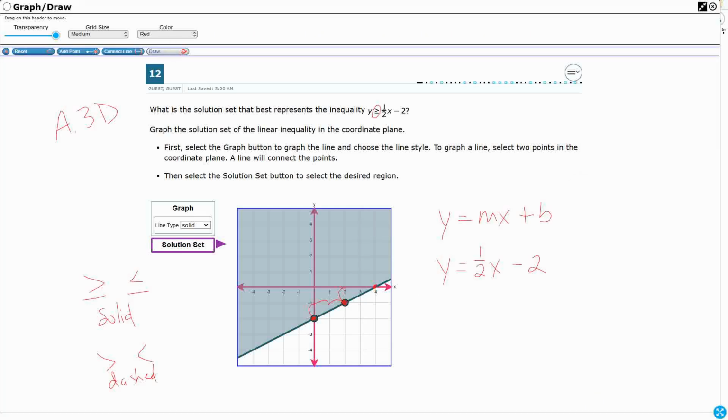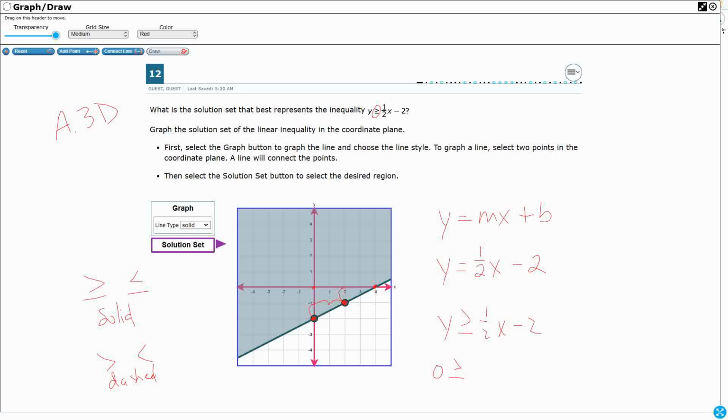How do we know? Let's pick any number that is inside that solution set and it should work. Okay? And so let's see. I've got y is greater than or equal to 1/2 x minus 2. Let's pick 0, 0. Let's make it easy. So 0 is greater than or equal to 1/2 times 0, which cancels itself out, -2. Is 0 greater than -2? Yes. And if you really want to verify, you can pick one that's outside of the solution set, right? Like 4, 4, and it would not work. So 4 greater than or equal to 1/2 of 4 minus 2, right?